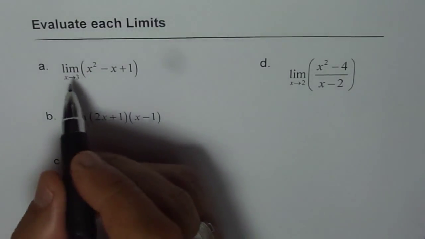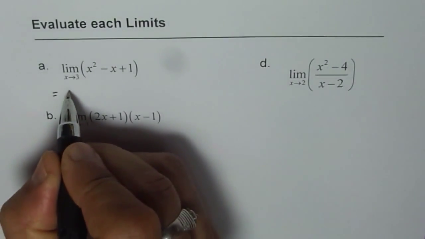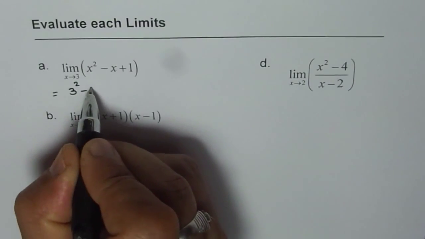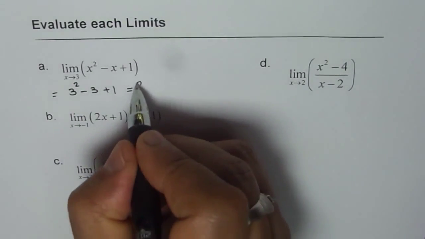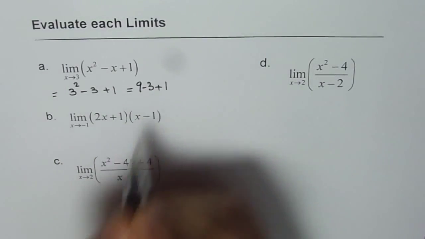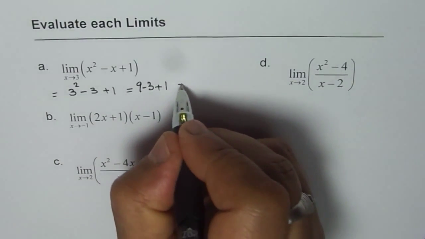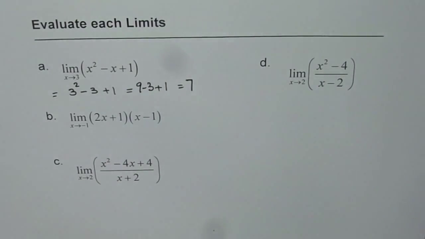So if I do that, what do I get? I get 3 squared minus 3 plus 1, which is 9 minus 3 plus 1. 6 plus 1 is 7. So my answer is 7 for this one.